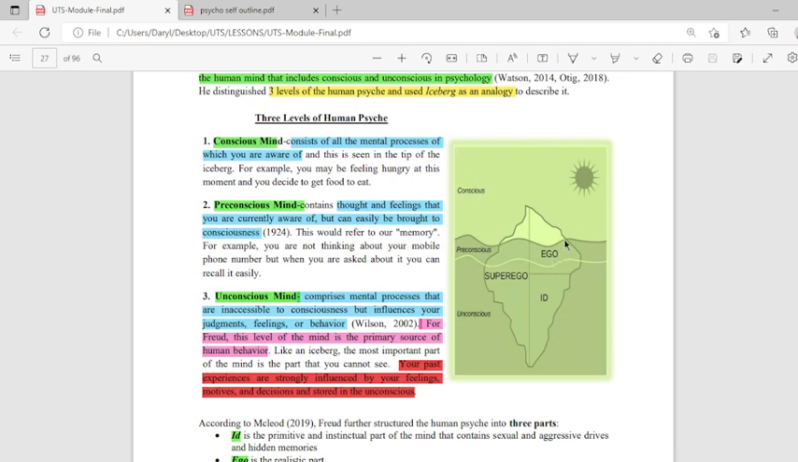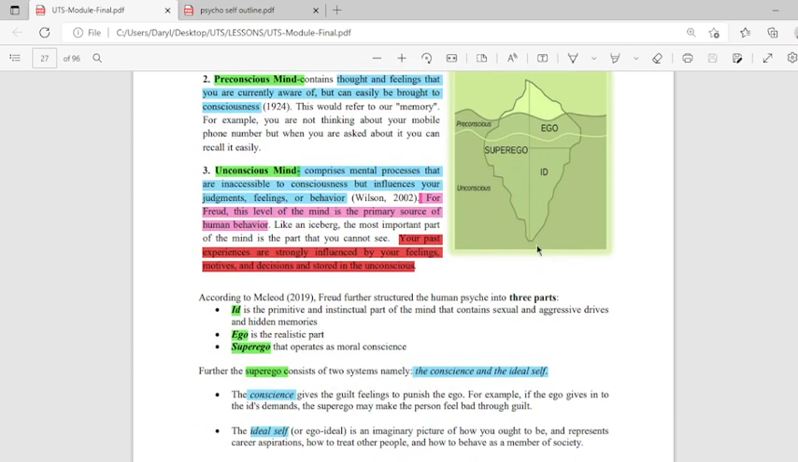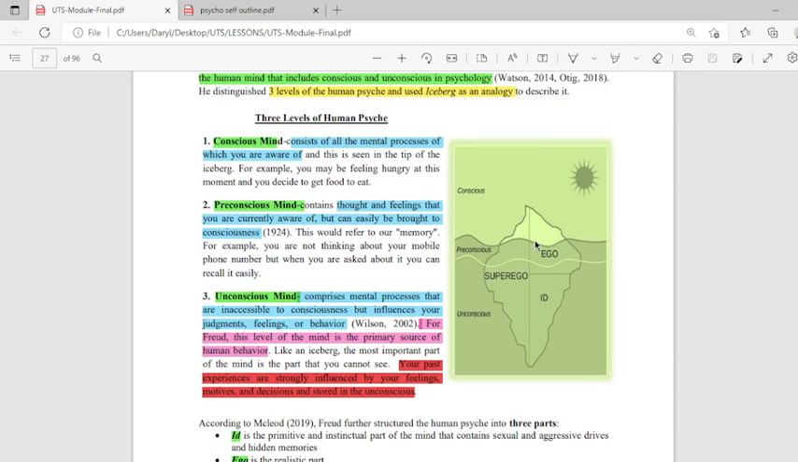Okay? So the three levels of human psyche, according to Freud, are first the conscious mind, followed by the preconscious mind, and lastly is the unconscious mind. In this iceberg, we can see that conscious mind is above the water level. The preconscious is almost submerged, and then the unconscious is totally submerged and in the bottom, and it occupies a lot more space as compared to the previous two. And in the iceberg itself, there are further divisions which he calls the id, ego, and superego, which we will later discuss.